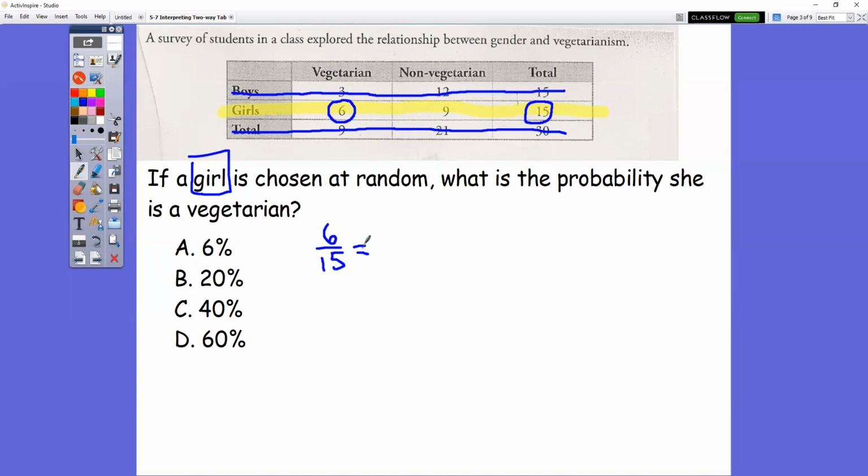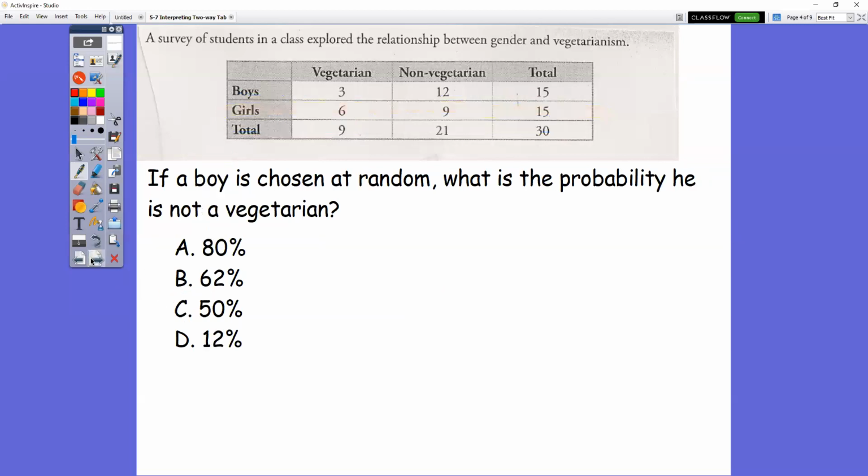Remember, to make your fraction into a percent, you have to do top divided by bottom. So 6 divided by 15, when you type that into your calculator, you get 0.4. Remember, to make it into a percent, you then either have to multiply by 100 or move the decimal point 2 places to the right. So if we move the decimal point 2 places to the right, it ends up there. We put a 0 here. So this is really 40%, which is choice C.